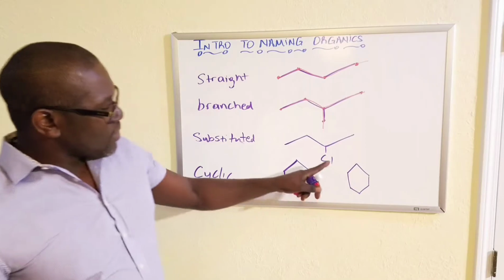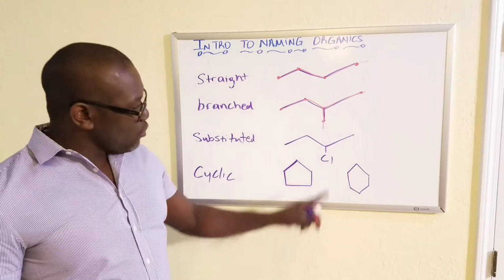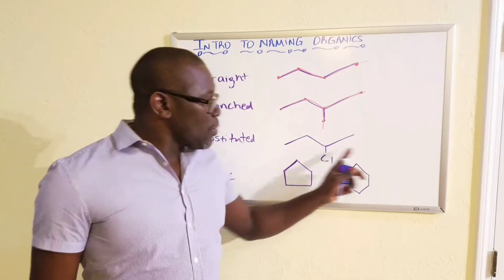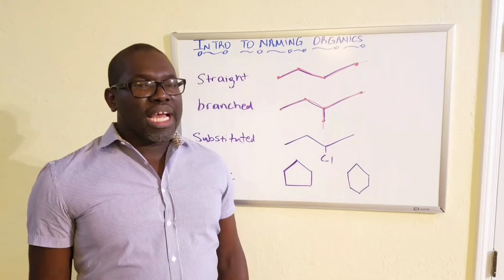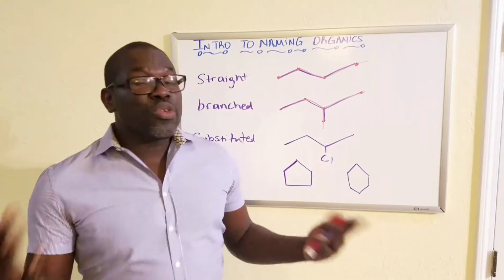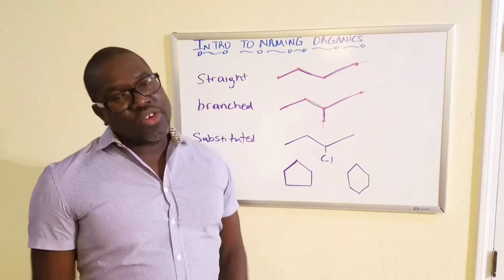So here you have a substitute. We have replaced the hydrogen here with chlorine. So this is a substituted organic compound. It could have been iodine, it could have been oxygen, it could have been something else. But it's chlorine in this case.